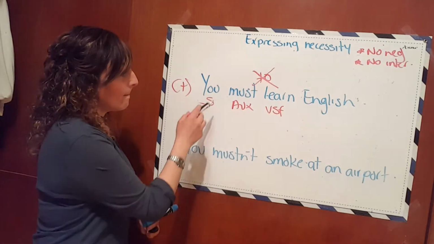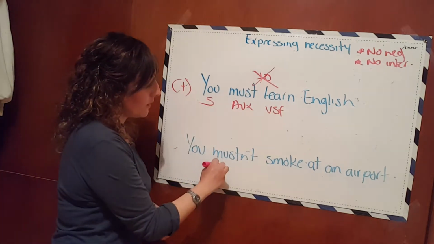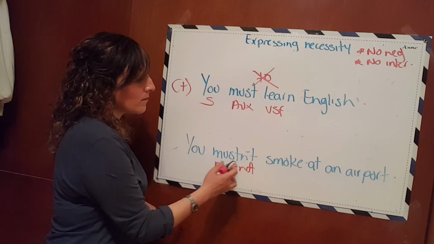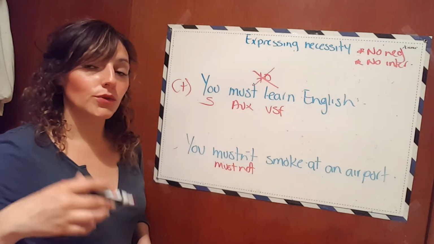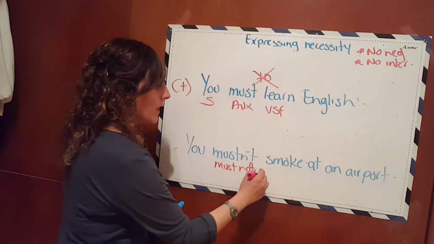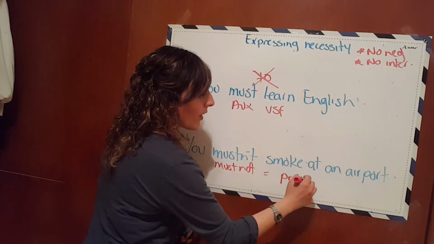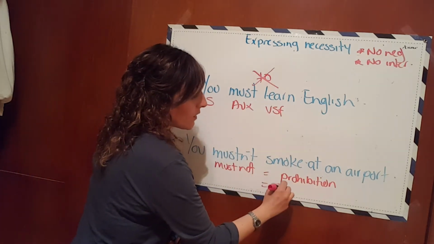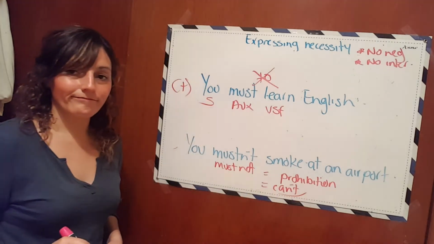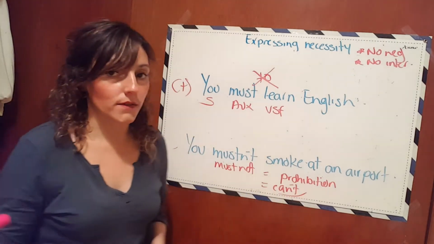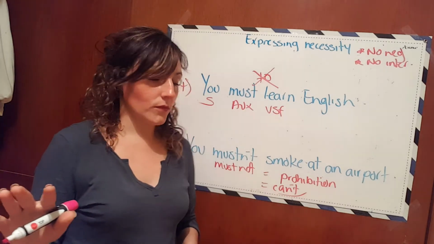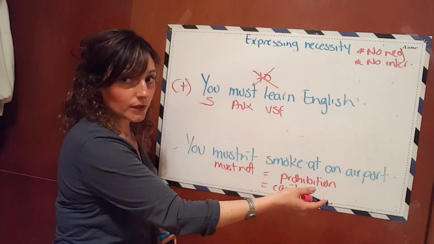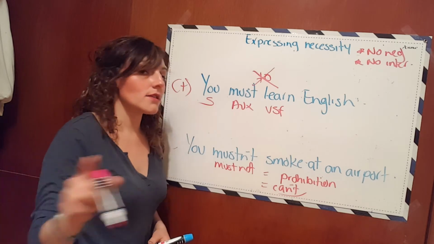Then, I have my next idea. I have mustn't or must not. Okay? If I am going to use mustn't or must not, I am not referring to an obligation or a necessity. I'm going to refer to a prohibition. Okay? Something that you can't do. You can't. It's not possible. It's not allowed. Okay? So, for example, you mustn't smoke at an airport. You can't do it. It's not permitted.